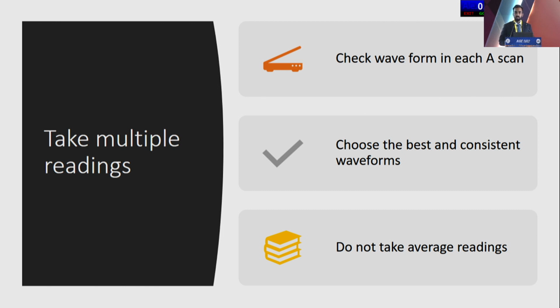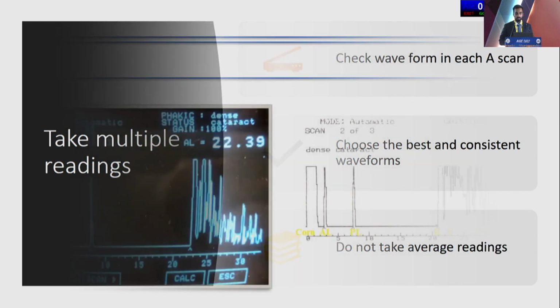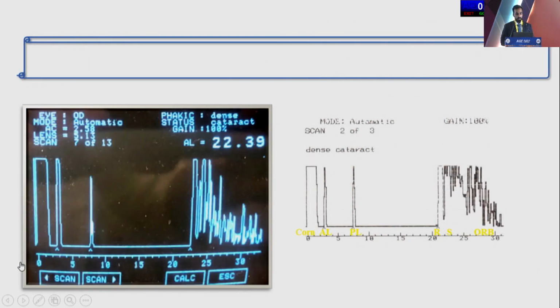If you're taking 5 readings and 2 readings are way out of bounds, it will be better to eliminate those 2 readings which are out of bounds and take an average of the 3 readings which are all similar to each other with the same axial length. So here is an example of multiple readings being done.